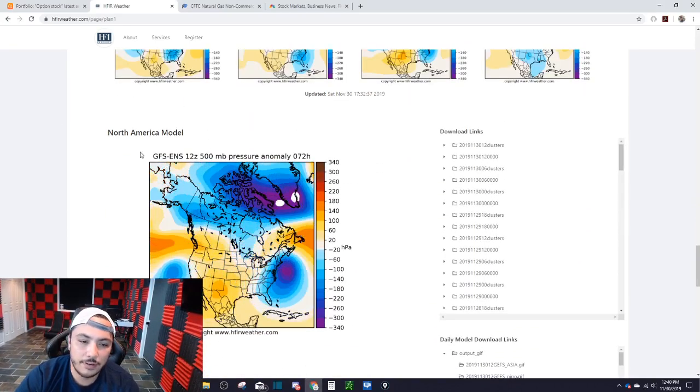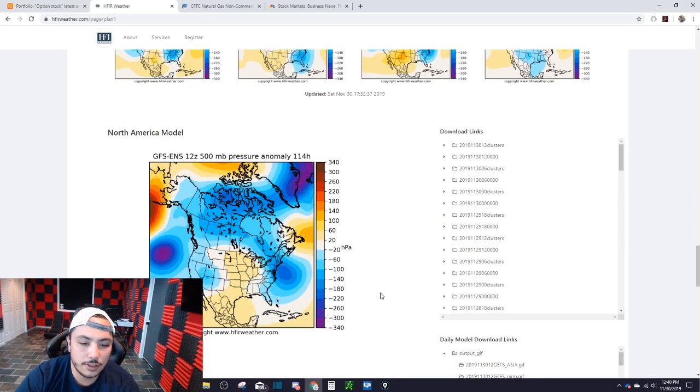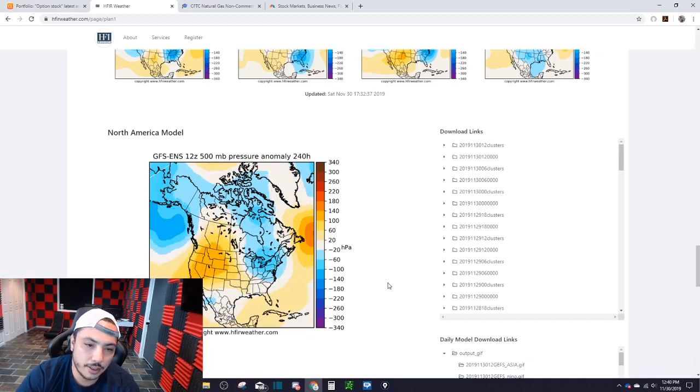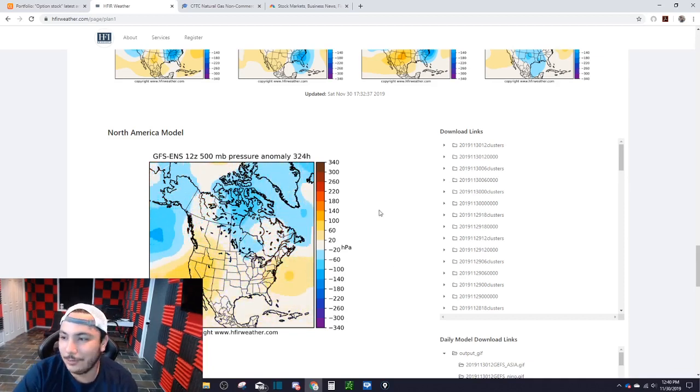And then you got the GFS ensemble GIF, right? So it gives you kind of a little video of how the United States is going to be looking. And for me, from looking at the GIF, the ensemble, it doesn't look bullish whatsoever.